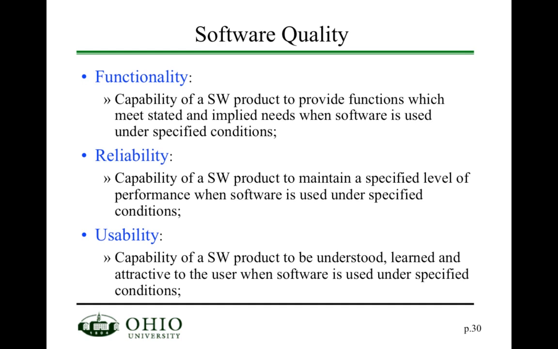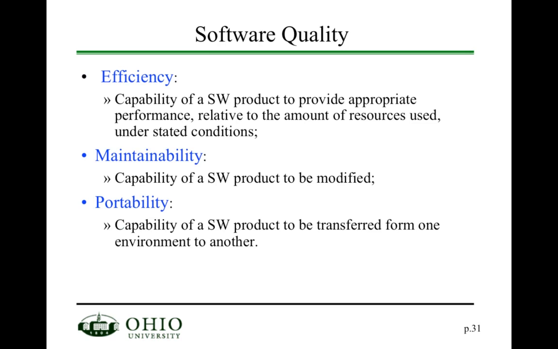Functionality is the capability of the software product to provide certain functions that meet the stated and implied needs when the software is used. Reliability means the capability of the software product to maintain a specified level of performance when the software is used. Usability means the capability of the software to be understood and learned by a user. How usable is it really when you actually have the final product? Then efficiency is the capability of the product to provide appropriate performance relative to the amount of resources used.